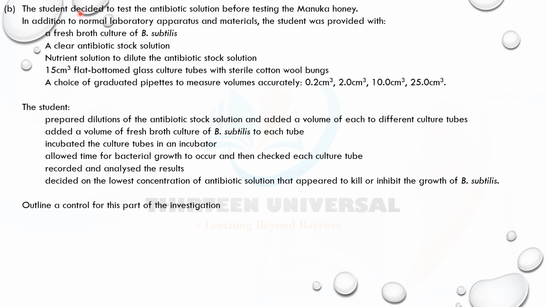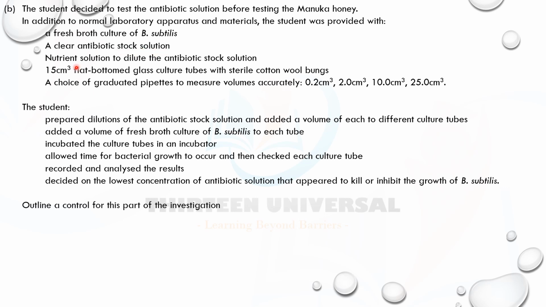Question B. The student decided to test the antibiotic solution before testing the Manuka honey. They want to test whether the two of them have antibacterial activity. In addition to normal laboratory apparatus and materials, the student was provided with, number one, a fresh broth culture of B. subtilis. Number two, a clear antibiotic stock solution.